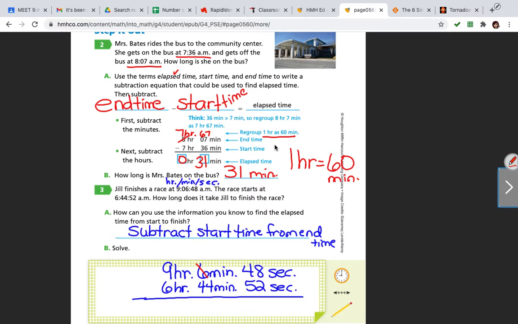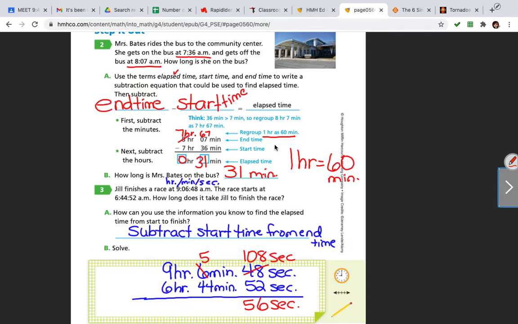We're going to borrow 1 minute. That's going to give me 5 minutes. We're going to add a minute here. So if we add 1 minute, that is 60 seconds. So we're going to say 60 plus 48 because there's 60 seconds in 1 minute. So 60 plus 48 is going to be 108 seconds. I'm going to mark that out. So now we have 108 subtract 52. So 8 take away 2 is 6, and then 10 take away 5 is 5. So now we have 56 seconds.